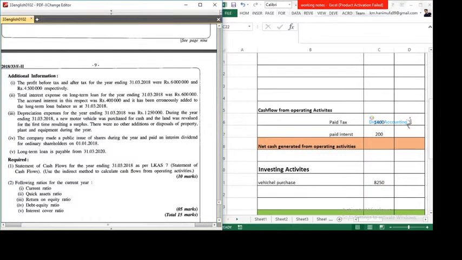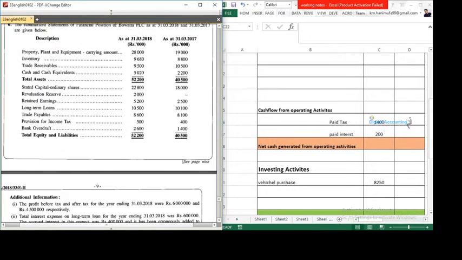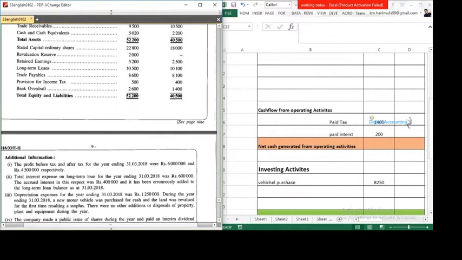The company made a public issue of shares during the year and paid an interim dividend to ordinary shareholders. So here the interim dividend paid is a financing activity, but it is not given how much interim dividend was paid, and how much the public issue of shares was, they did not mention in this question. Therefore, we need to find both values, the dividend and the shares issued. Both are financing activities, so we need to calculate those values. Okay, let's move on to calculate this.